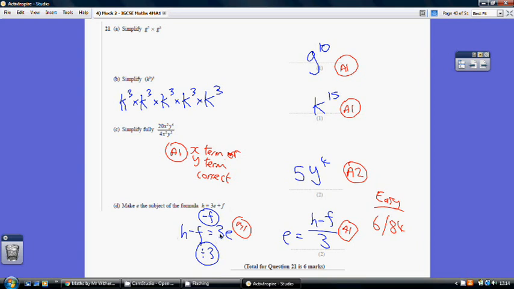Now to undo this multiplying by 3, we divide by 3, but we've got to make it very clear that the whole of the left hand side is to be divided by 3. The easiest way of doing this is just to say e equals h minus f all over 3. This avoids the need to include brackets.